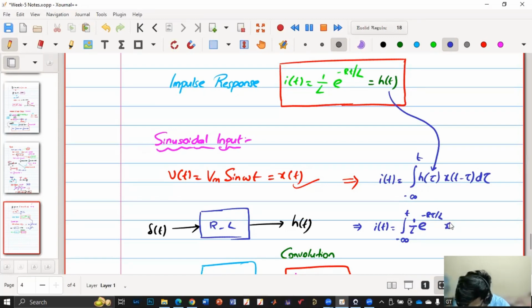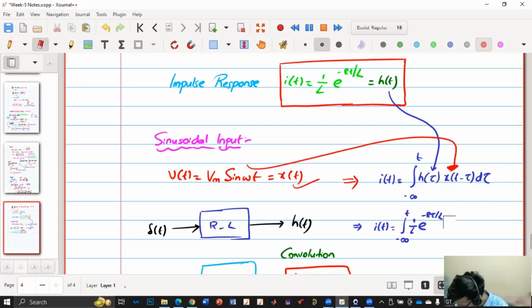and what is my x of t? I will also replace x of t. My x of t is my V input. I'll replace that. So x of t minus tau is nothing but Vm sine omega (t minus tau) d tau.